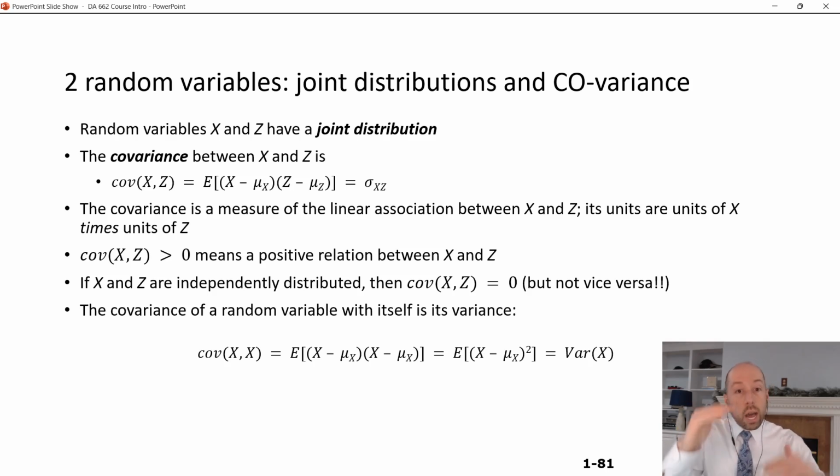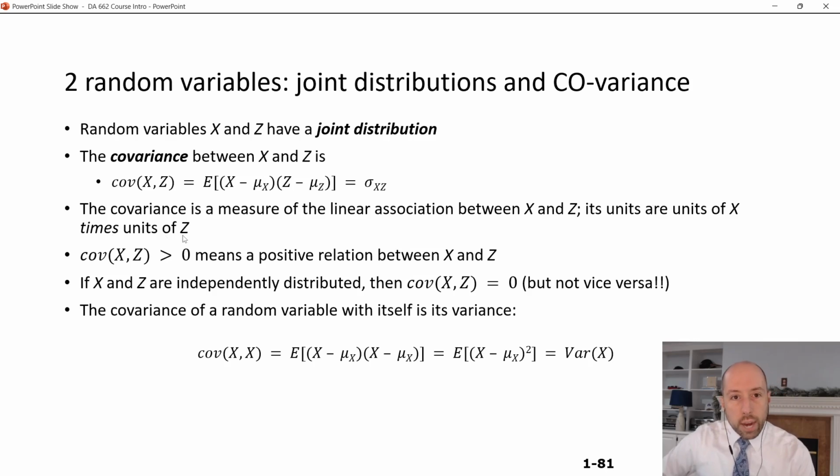And if they happen to move in opposite directions, so that x is above average and z is below average, and vice versa, then I always get negative numbers. Okay, great. It's a measure of the linear association between x and z. Its units are units of x times units of z.